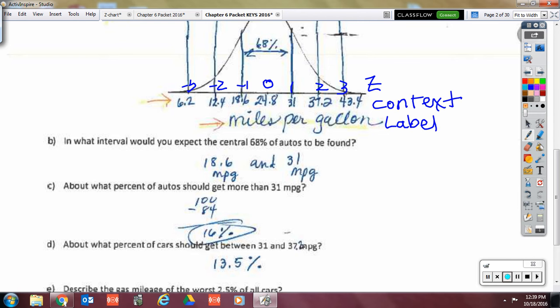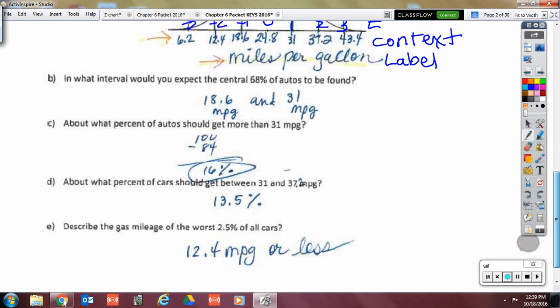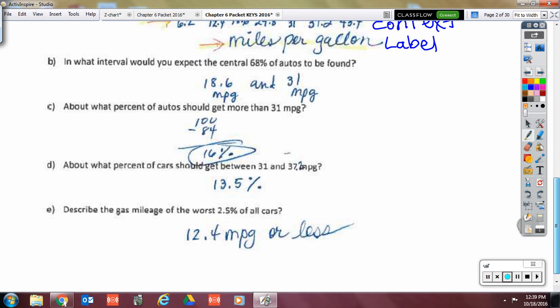Those were the Z-scores. All right, so once you did that and you got those percentages, B is 18.6 and 31. C is 16%. D is 13.5%. And E is 12.4 miles per gallon or less. All right, moving on to the next.